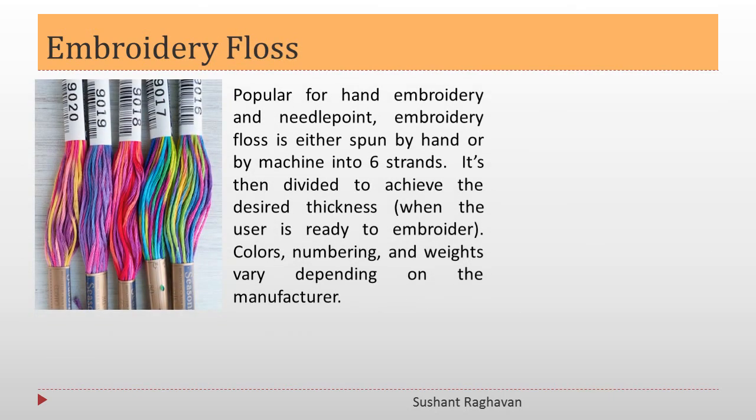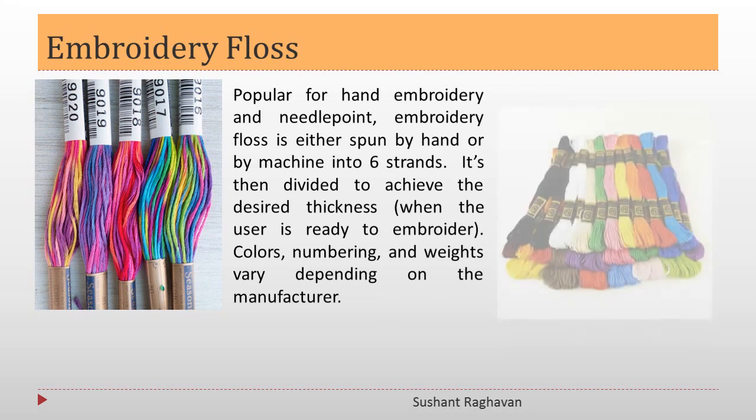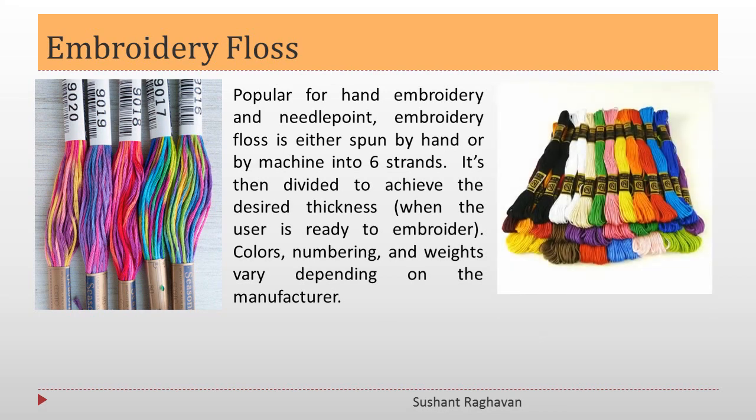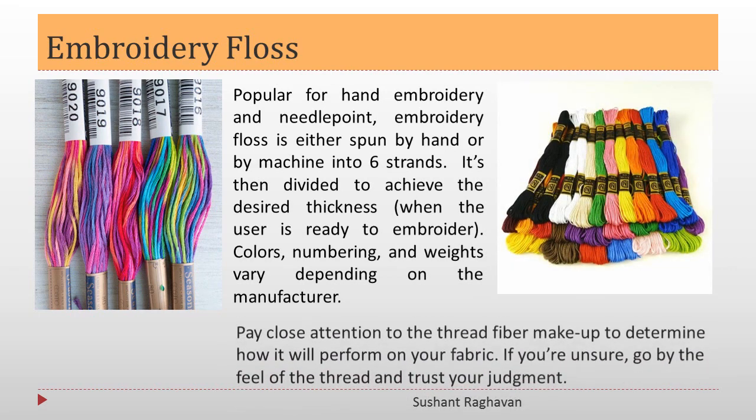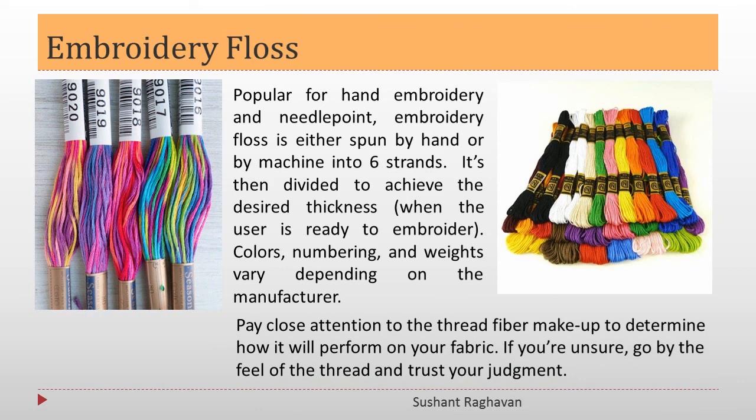Embroidery floss. Popular for hand embroidery and needlepoint, embroidery floss is either spun by hand or by machine into 6 strands. It is then divided to achieve the desired thickness when the user is ready to embroider. Colors, numbering and weights vary depending on the manufacturer. Pay close attention to the thread fiber makeup to determine how it will perform on your fabric. If you are unsure, go by the feel of the thread and trust your judgment.